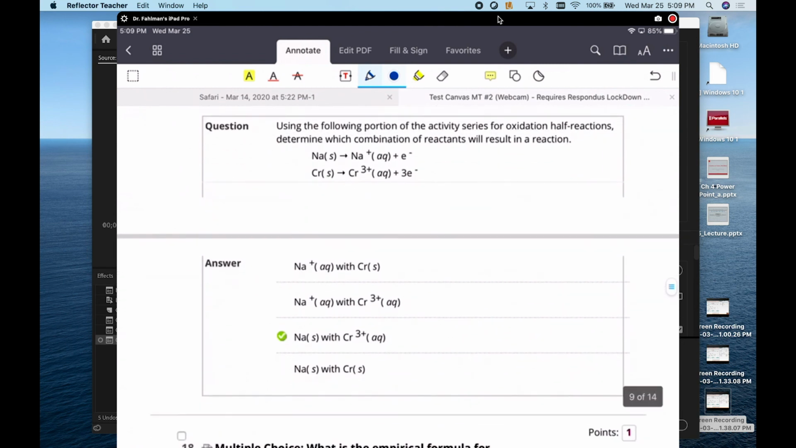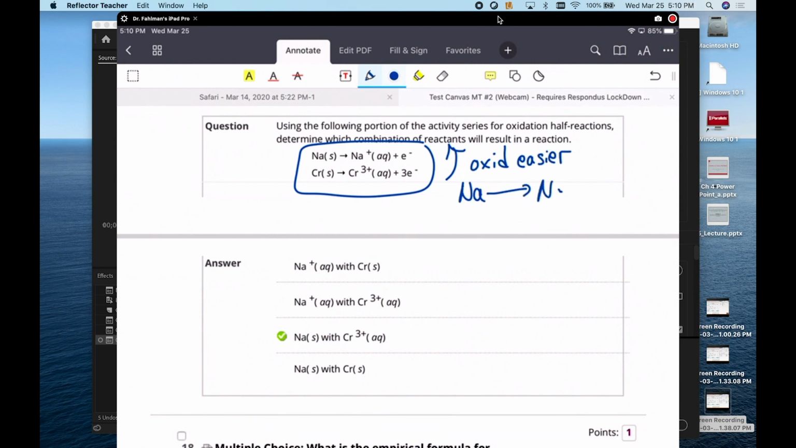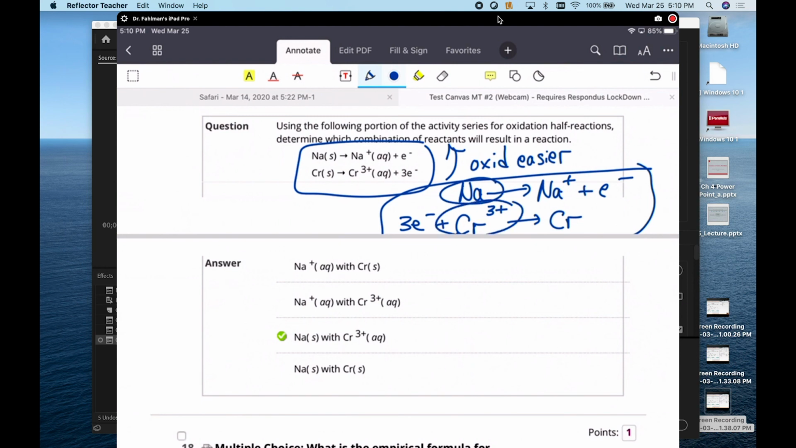Okay, activity series. We had one of these in the practice exam also. Higher up means it oxidizes easier. So between sodium and chromium, sodium would prefer to do this, and chromium prefers to do this. I guess you need 3 electrons with them. So this is the preferred way that they want to react, based on how they appear. And so this is saying that sodium is going to react with chromium 3+.